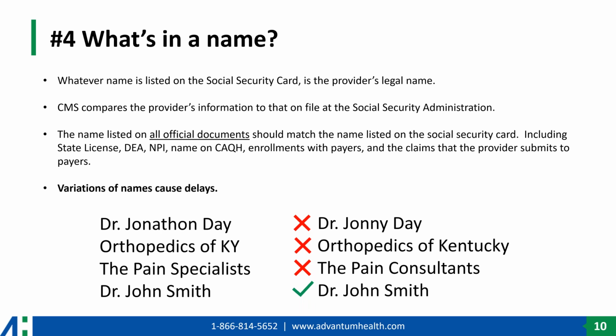What's in a name? Whatever name is listed on the Social Security card is the provider's legal name, similar to how the business goes off the IRS letter. CMS compares the provider's information to that on file at the Social Security Administration. So you always want to make sure the name on all official documents matches the name on the provider's Social Security card. This includes the state license, DEA, NPI, name on CAQH, enrollments with payers, and the name you are submitting claims under. Variations of name can cause delays.